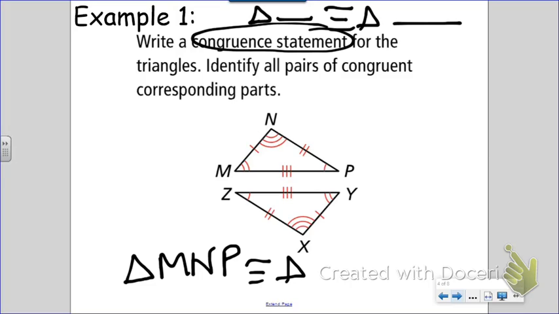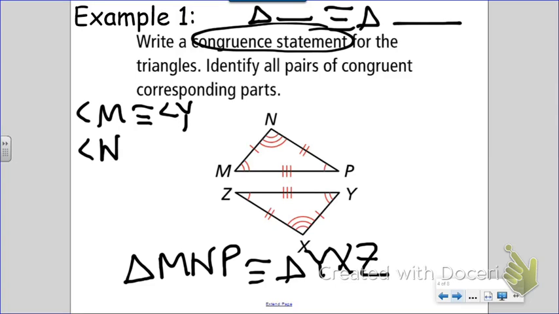I went from 2 to 3 to 1 marking. So I have to do the same thing here, 2 to 3 to 1 marking. So that'd be Y, X, Z. Order is important on these because it tells us what matches what. The order of the lettering I chose should tell me then what angles match up. So according to what I wrote, angle M should be congruent to Y, and it is. Angle N is congruent to angle X, and angle P is congruent to angle Z. If you look at the picture, that's how it's marked.